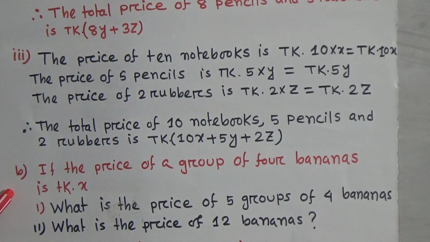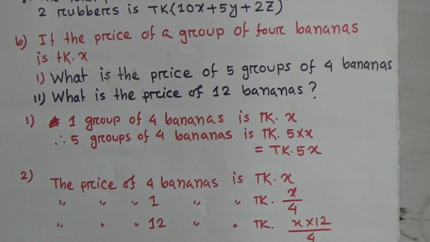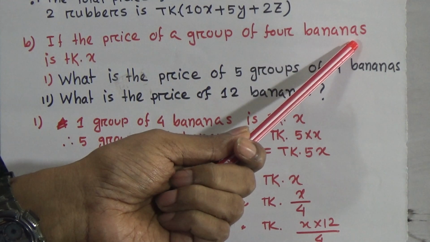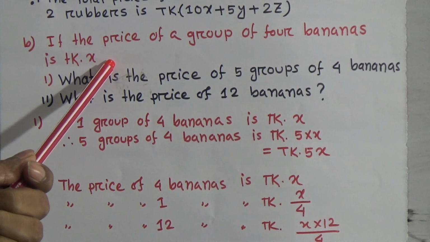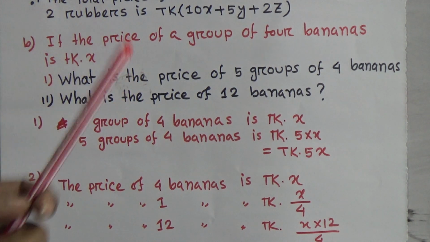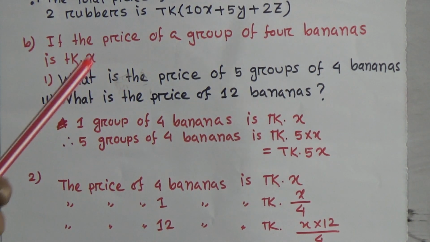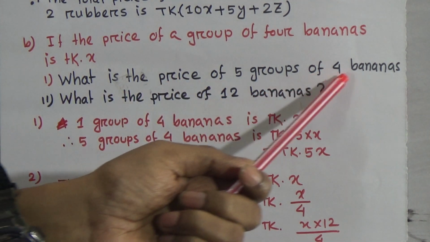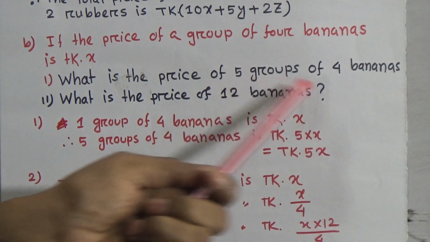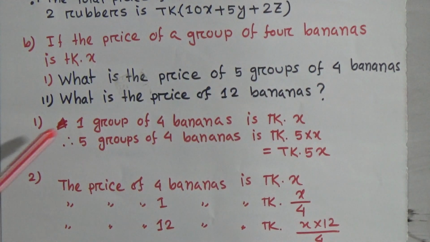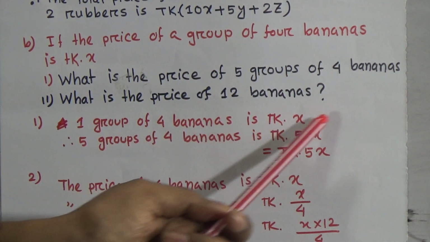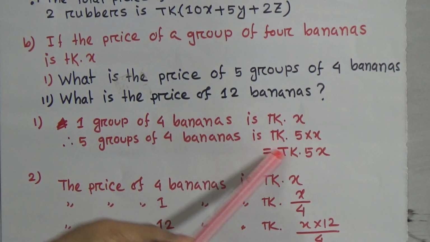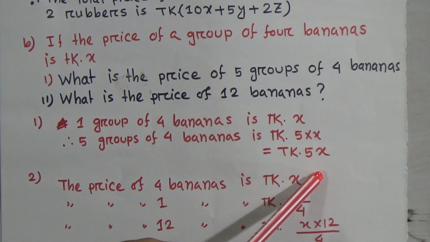Now, question 7 of B. If the price of a group of 4 bananas is taka X, that means 4 things make one group. Now, what is the price of 5 groups of 4 bananas? Now, look, one group of 4 bananas is taka X. Therefore, 5 groups of 4 bananas is what? 5 into X, that means 5X taka.